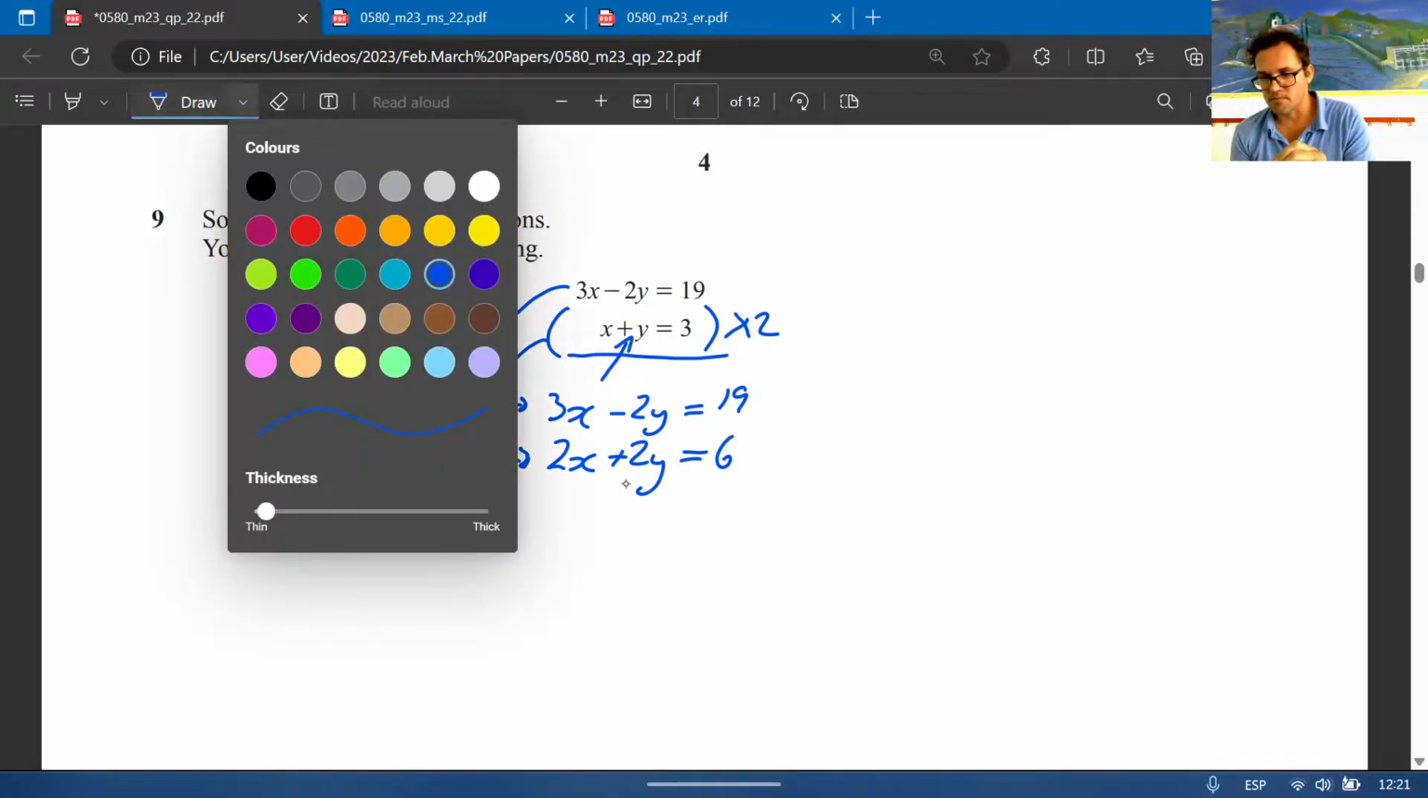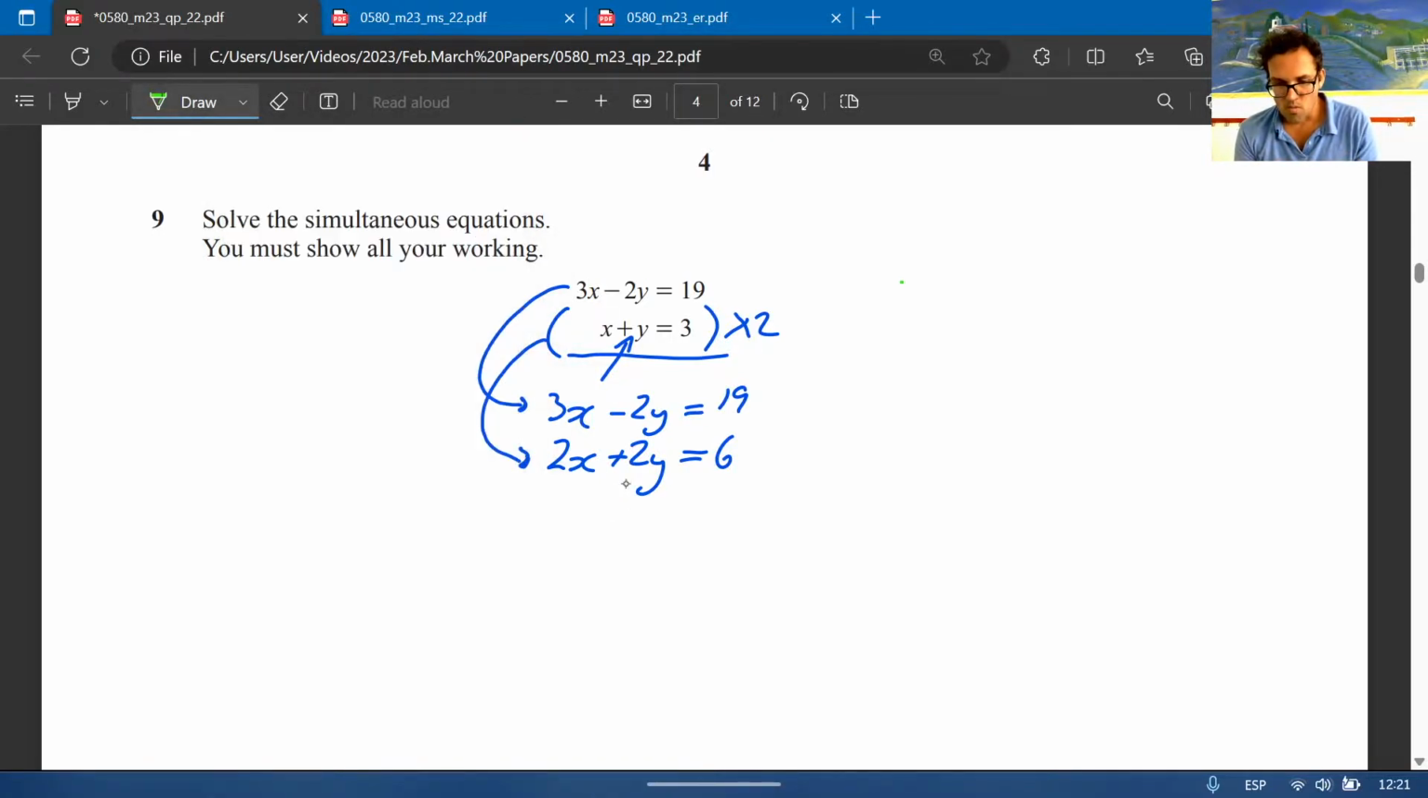Right, now, let's change color. We can add or subtract these two equations together. If we subtract them, we get 3x minus 2x is x. Then we have a minus 2y. Remember, we're subtracting everything. Minus a positive 2y, a plus and a minus is a minus. That gives us minus 4y. Again, we have not eliminated anything. Okay, so subtracting is not going to work.